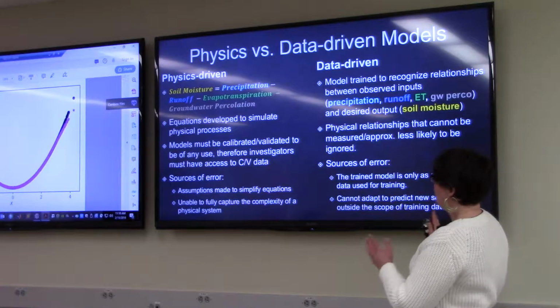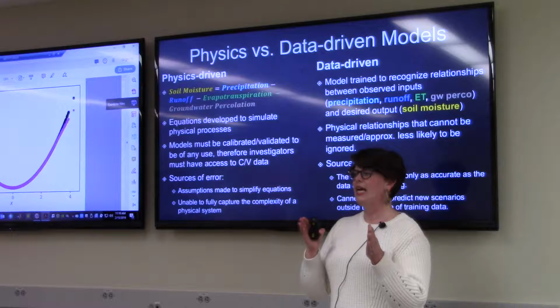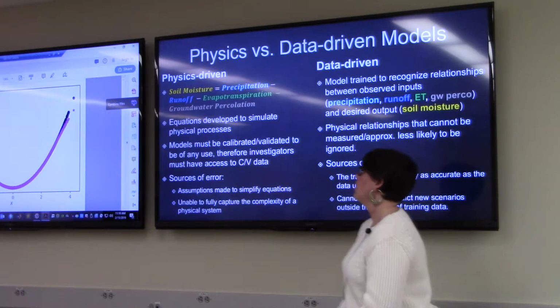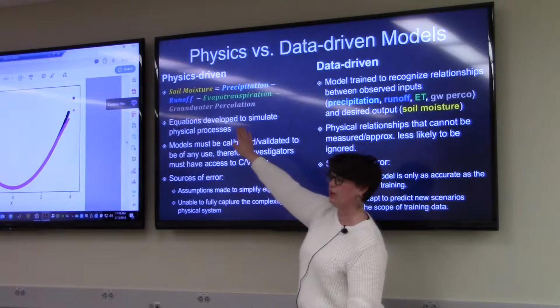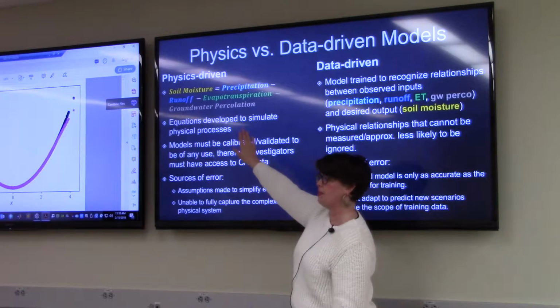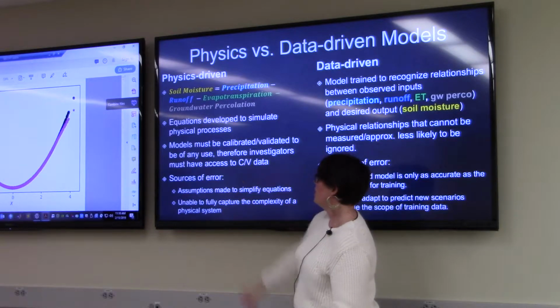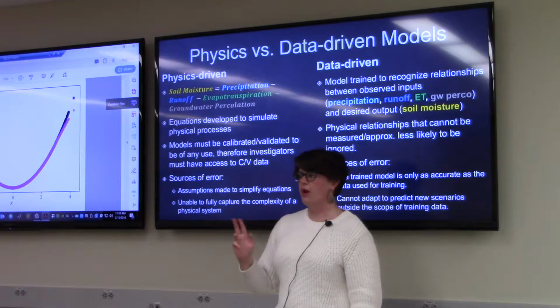So let's talk a little bit about the difference between physics-based or physics-driven and data-driven modeling. On the left side here, you'll see I have that same analytical equation repeated. This would be an example, again, of a physics-based model or a physics-based equation. What I've done is I've developed an equation to simulate a physical process.